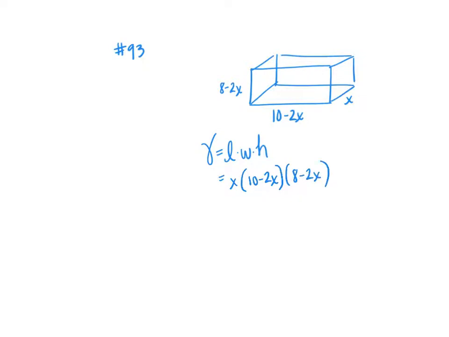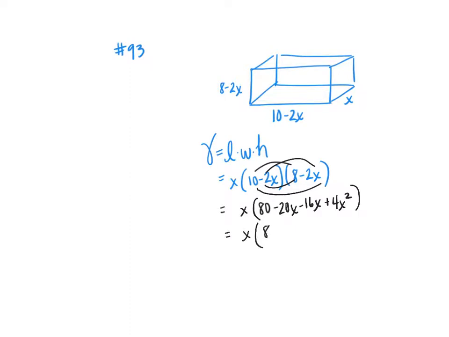Now to make my life a bit easier, I'm actually going to FOIL the two binomials. So I have 10 times 8, which is 80. I'm going to do the outside terms, which is minus 20x, and then the inside terms, which is minus 16x, and then the last, which is plus 4x squared. So I still have x times all of that. I'm probably going to go ahead and simplify that parentheses so I can combine the negative 20x minus 16x, which is minus 36x plus 4x squared.